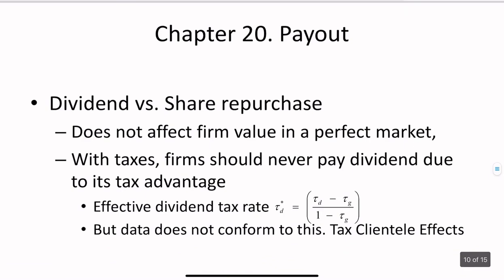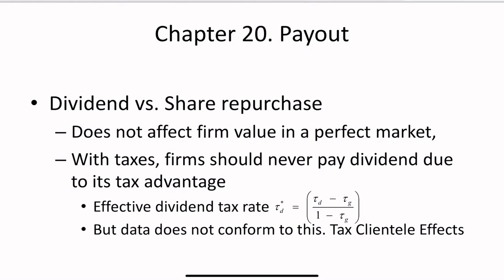And then we talked about payout. If you talk about payout, there are basically two ways for the firm to pay out its cash. The first is to use dividends. The second is to use share repurchase. So our first task is to understand whether the firm should use dividends or share repurchase. We started with the basic benchmark case. That is, we assume the market is perfect without taxes. The result is, well, it does not matter.